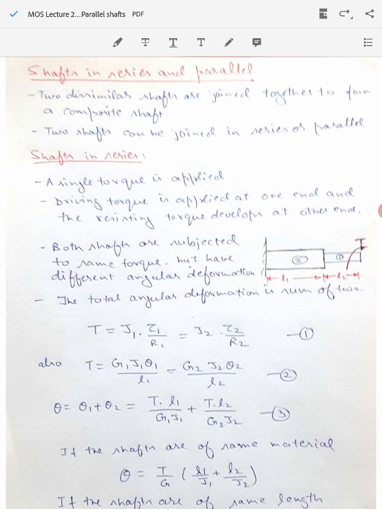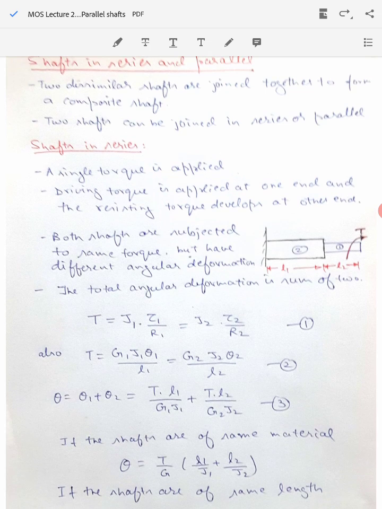J1 is the polar moment of inertia of shaft 1. R1 is the radius of shaft 1. Similarly, because the same torque is being applied on shaft 2, it will be equal to J2 times tau 2 divided by R2. So that gives us our equation 1.